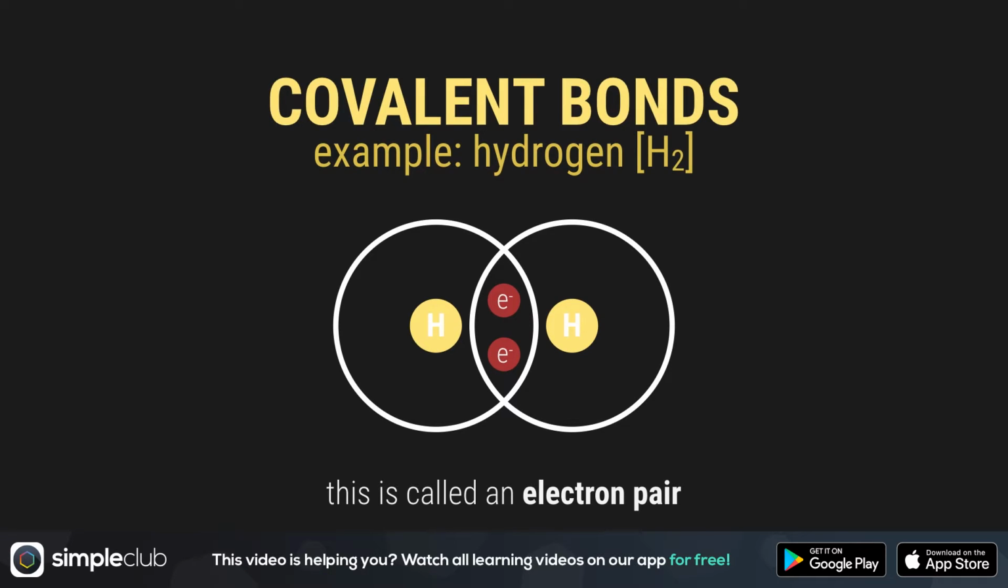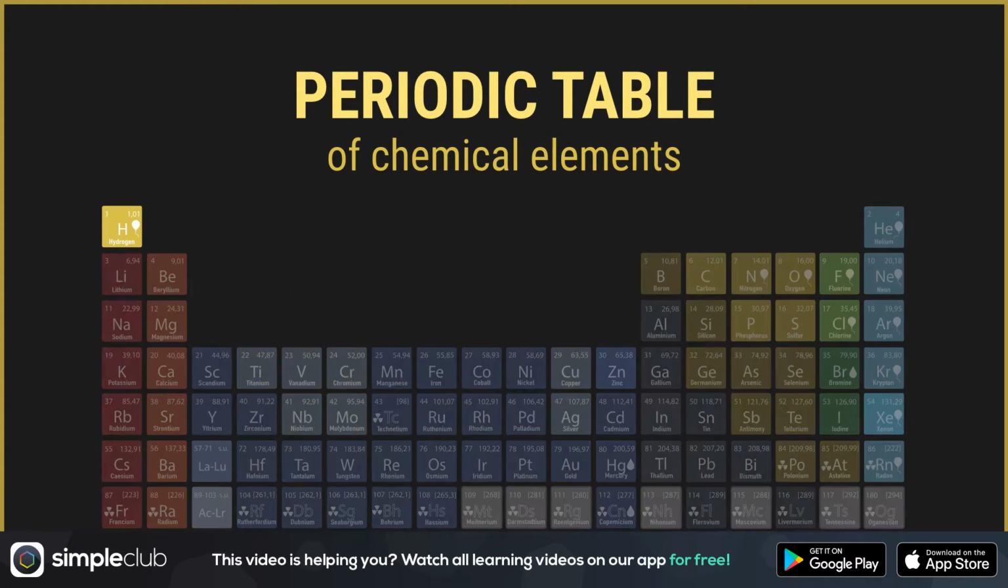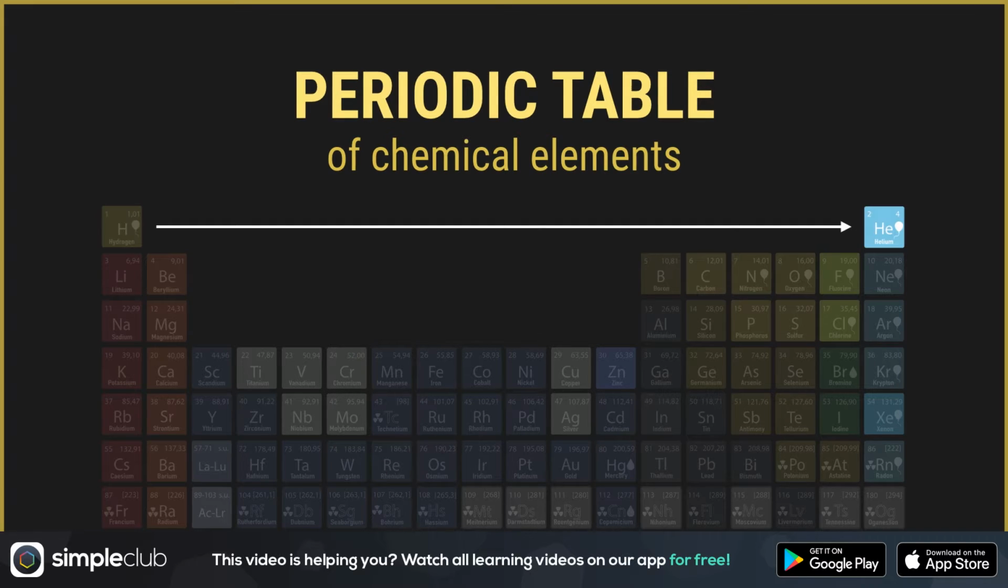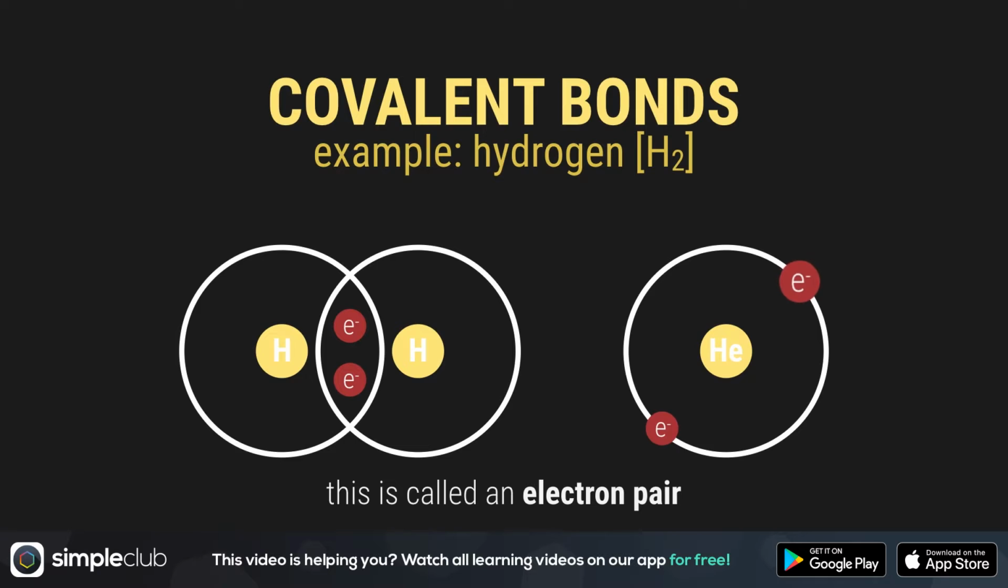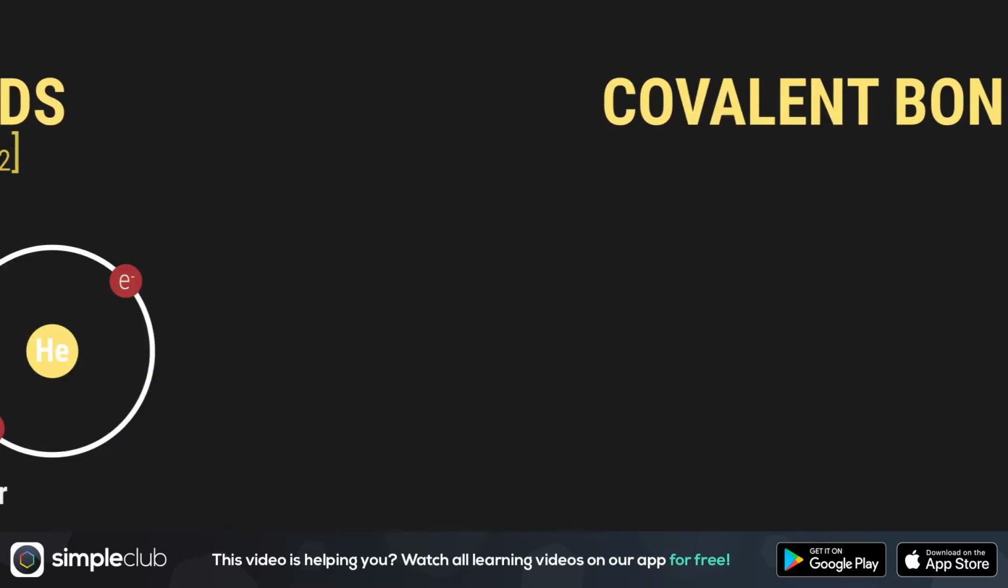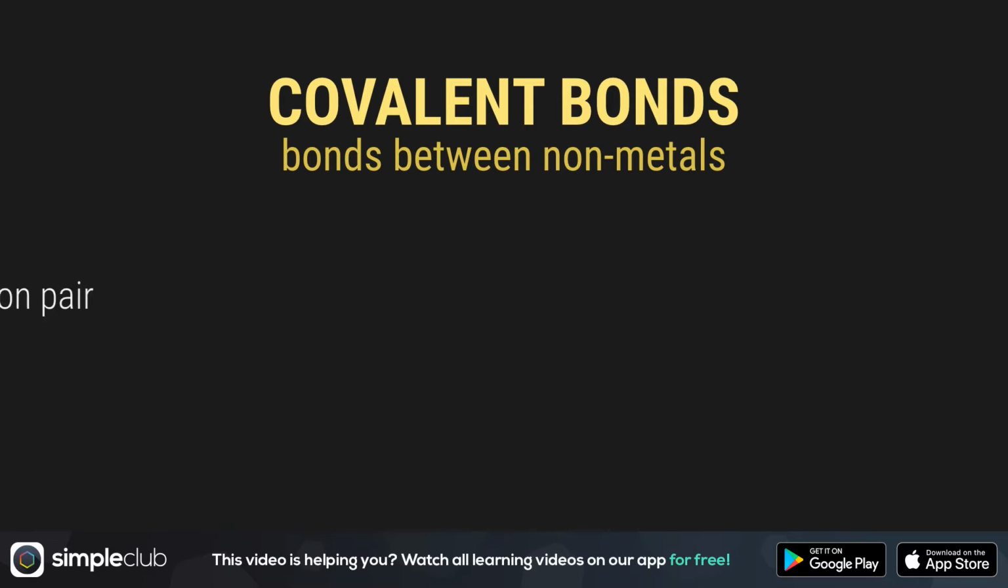And what does the noble gas configuration look like here? Really simple actually. The noble gas at the end of the hydrogen row is helium, and helium has two electrons in its outer shell, which is exactly what our two hydrogen atoms have now as well, but only because they're sharing. So two electrons are now part of one electron pair. Okay, so what do we know so far? Covalent bonds are formed between non-metallic elements, and covalent bonds have to do with electron pairs.